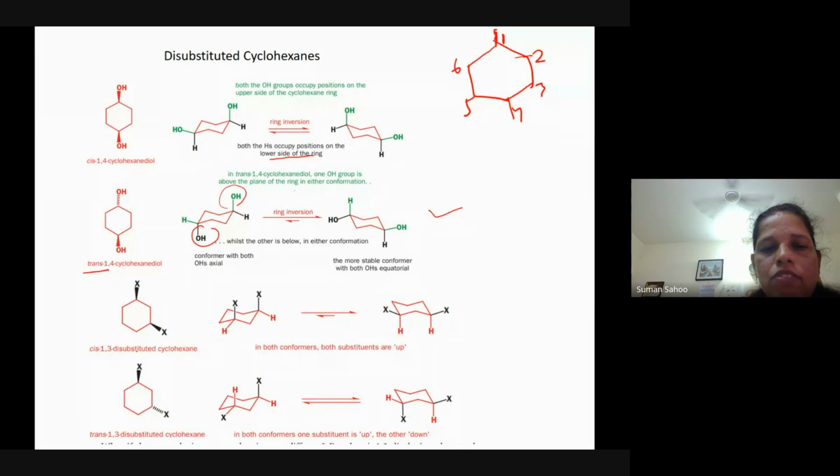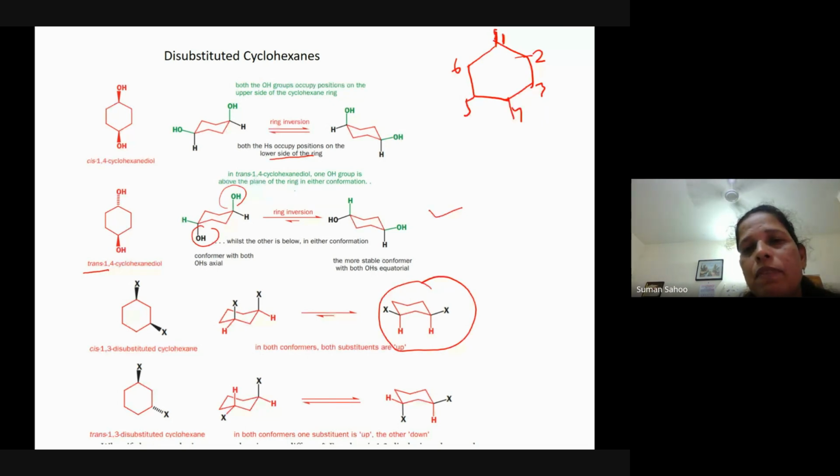Again, in the case of 1,3 cis, that means both substituents are on the same side. Cis means both substituents are on the same side. They can be both axial or both equatorial. So equatorial would be more stable. And in trans 1,3, one will be equatorial and one would be axial. Suppose you have a bulkier group, then the bulkier group has to be equatorial and the less bulky group has to be axial. Always the bulkier group would preferably be placed in the equatorial position.